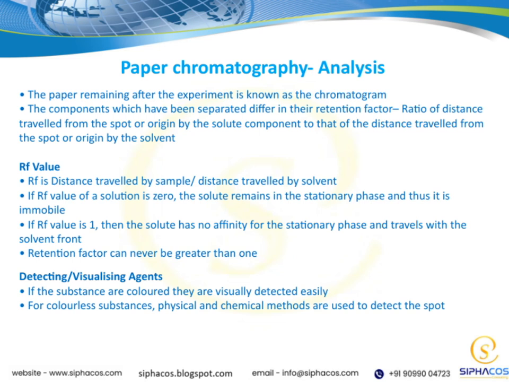Now, let's talk about detecting these substances. If the components are colored, they're easy to see directly on the paper. But if they're colorless, we need to use physical or chemical methods to visualize the spots. This is crucial because it allows us to identify and analyze the different components effectively, which ties back into understanding the composition of the mixture overall.